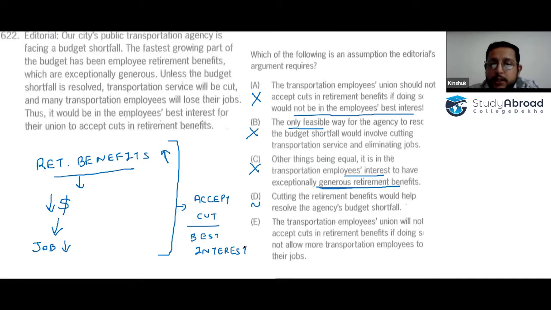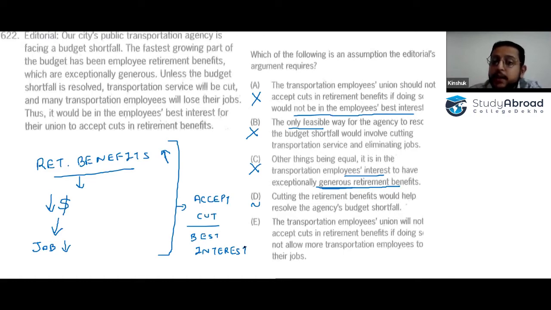Let's look at answer choice E as well. It says the Transportation Employees Union will not accept cuts in retirement benefits if doing so will not allow more transportation employees to keep their jobs. So see, he's talking about not accepting cuts if it does not help the employees keep their jobs, right? So they are not talking about the other condition here. Again, this is as good as answer choice A, because answer choice A was saying that you should not accept it if it is not in the best interest, right? This is also saying the same thing. They should not accept it if it is not in the best interest.